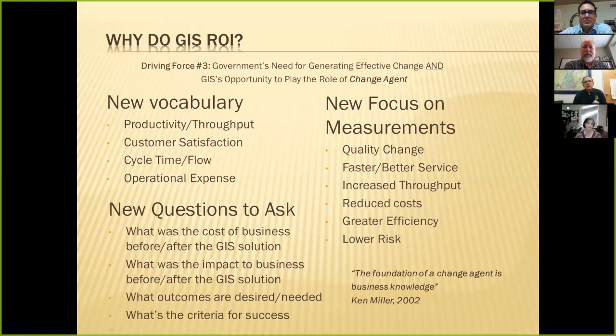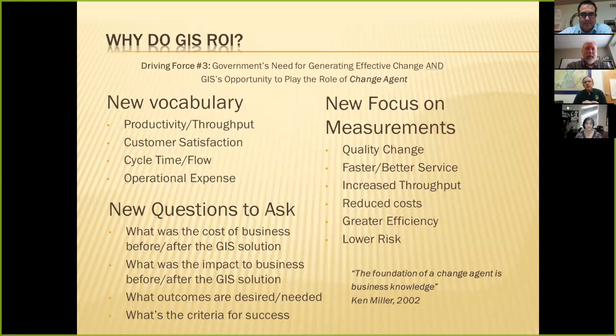So to be an effective change agent, GIS professionals will need to adopt, for one, a new vocabulary. These words really have nothing to do with GIS and everything to do with organizational effectiveness. Your challenge, though, is to adapt how you deliver GIS solutions that affect these business elements.